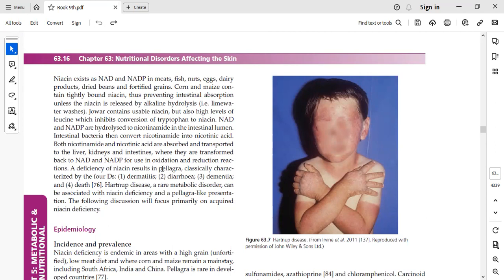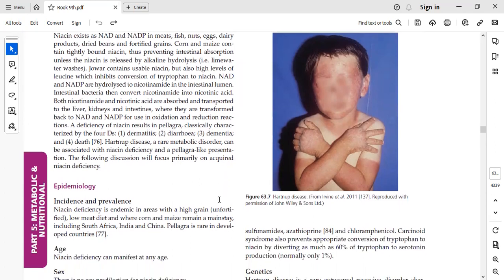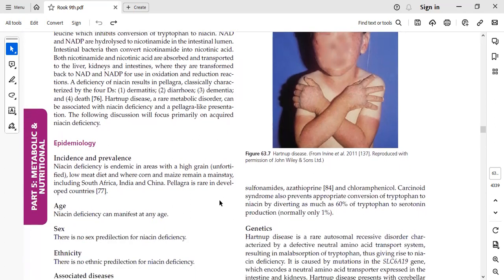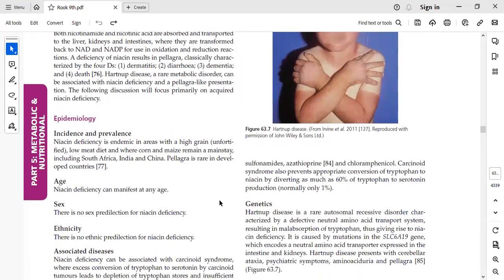The deficiency of niacin results in pellagra, which is characterized by four Ds. These four classic features are found in pellagra, which include dermatitis, diarrhea, dementia, and, if untreated, even death. Two diseases which are associated with niacin deficiency are the Hartnup disease and the carcinoid syndrome. Hartnup disease is a rare autosomal recessive disorder where there is defective neutral amino acid transport system which results in malabsorption of the tryptophan. Tryptophan is an amino acid which is used in the synthesis of niacin. If there is deficient tryptophan, there is going to be decreased niacin levels.